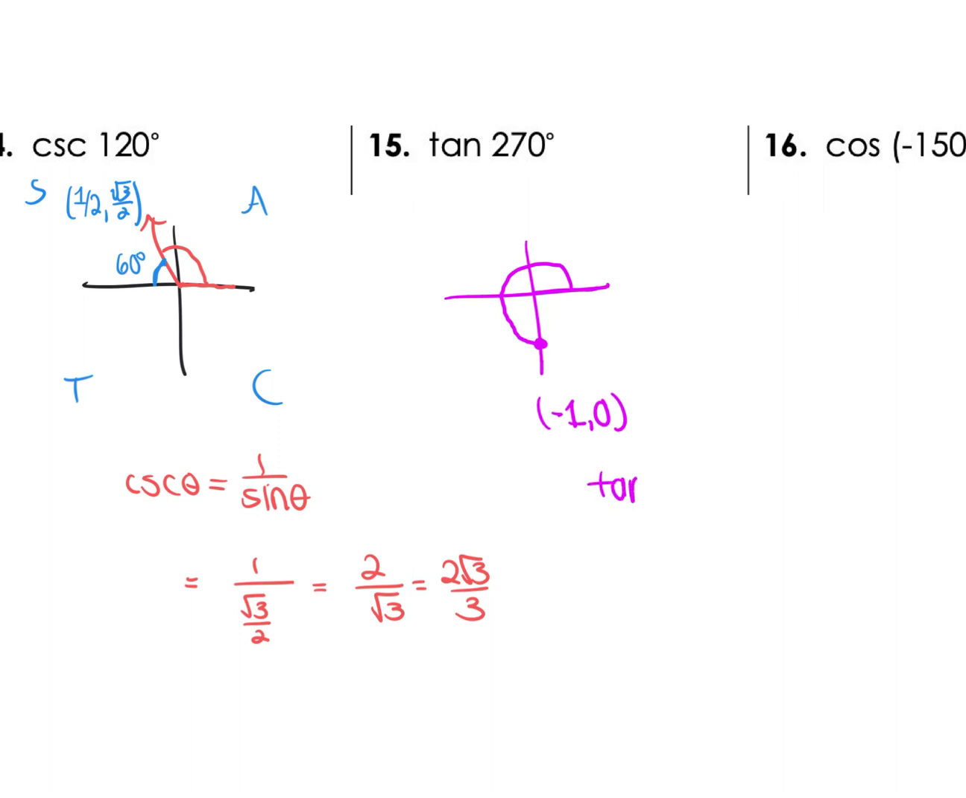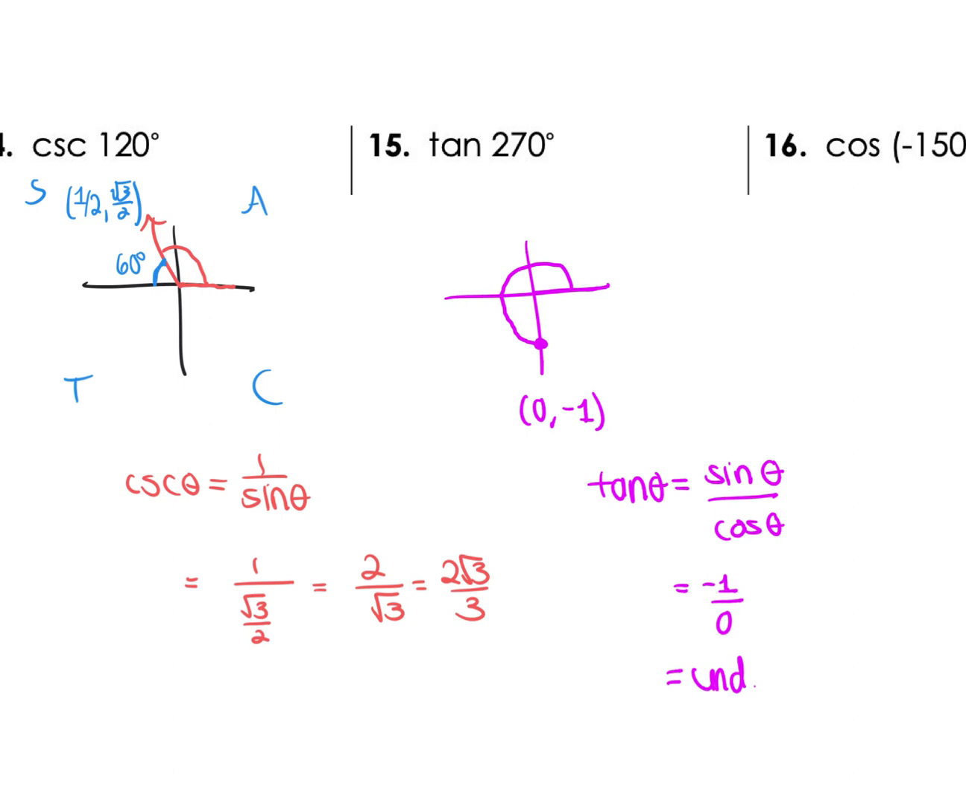Tan of theta is sine over cosine. Now, something I just messed up. This is not -1, 0. This is actually 0, -1. Sorry about that. So we can rewrite this as -1 over 0. We run into an issue when we divide by 0, so this answer is undefined.